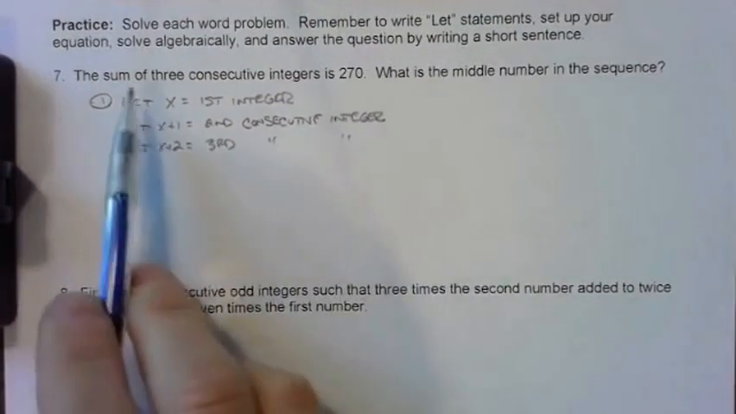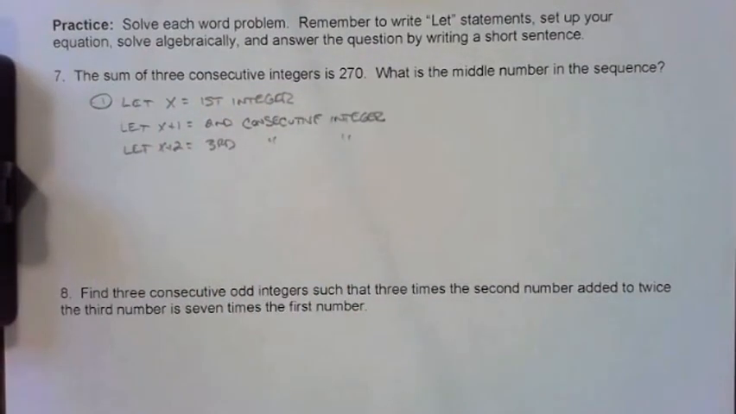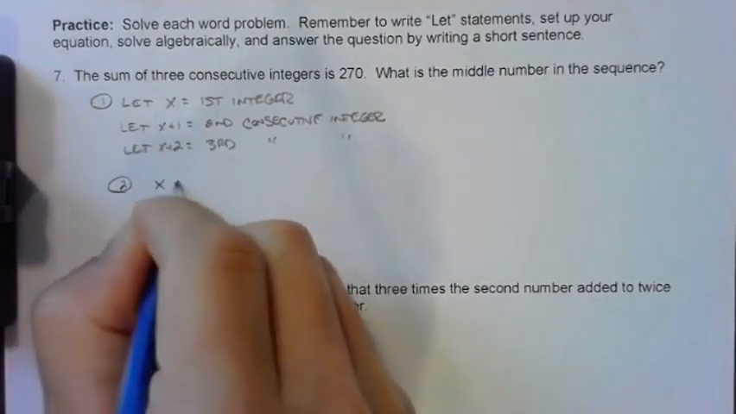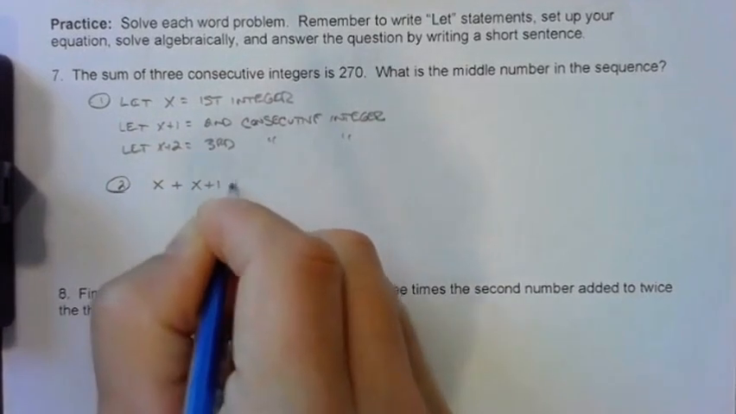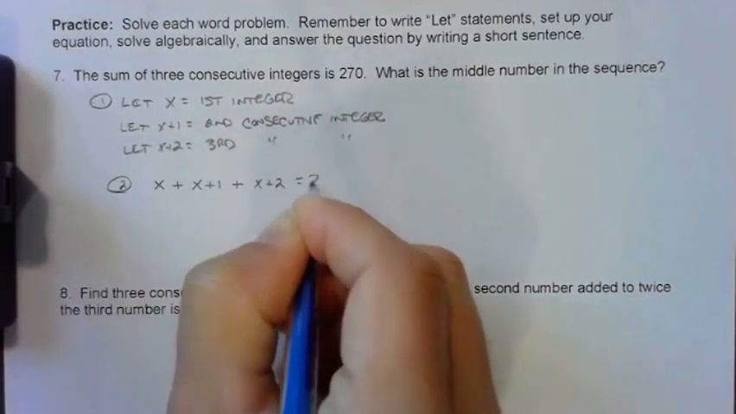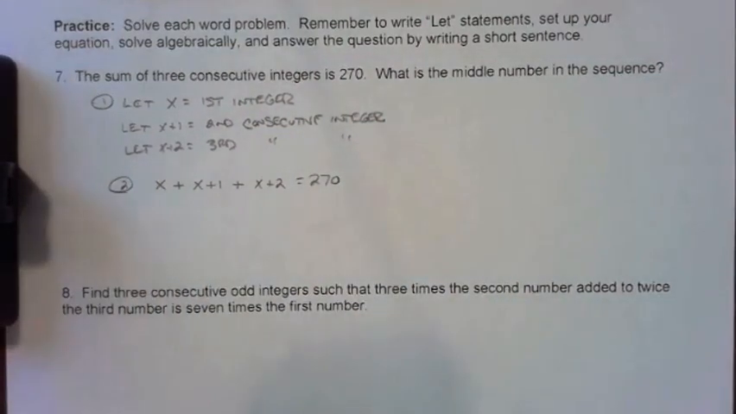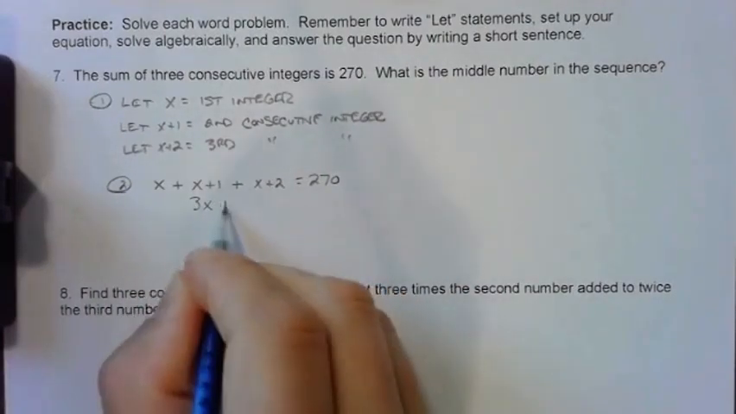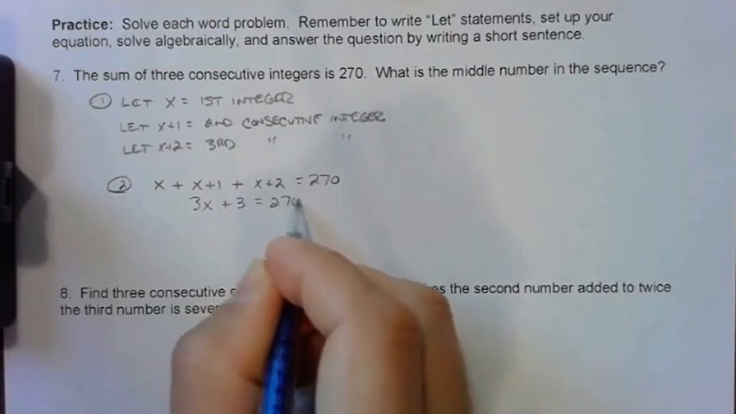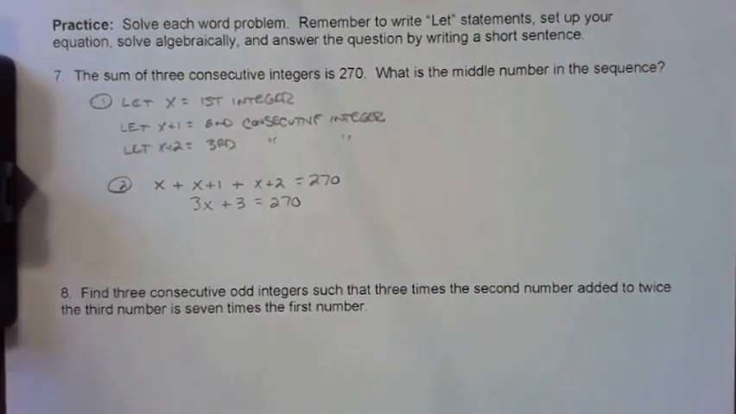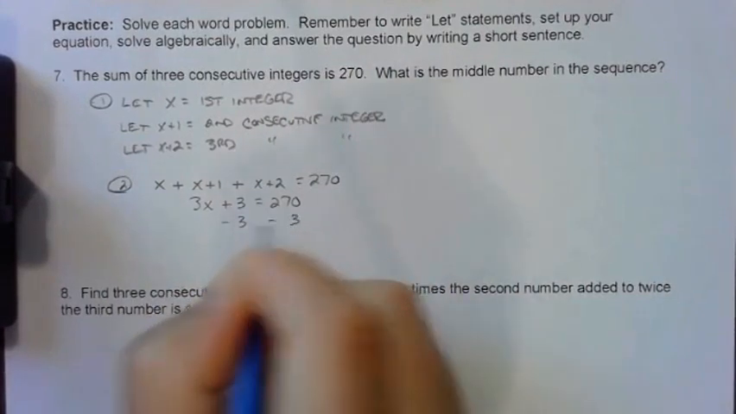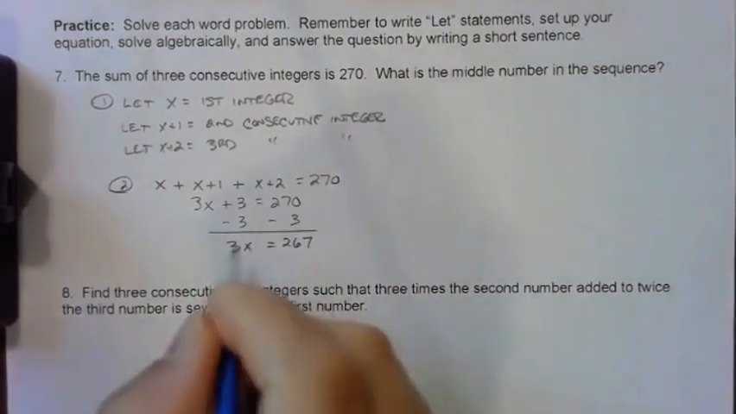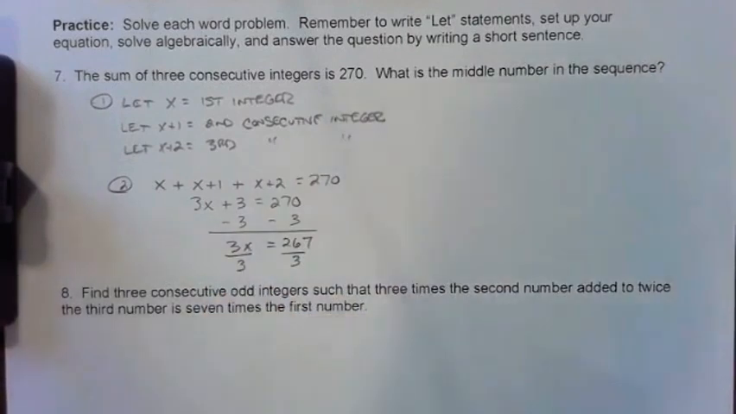All right, we're told that the sum of those 3 integers is 270. So when we set up our equation, we're just going to say the first, which is x, plus the second, which is x plus 1, plus the third, which is x plus 2. They all add up to 270. Looking at this now on the left, x and x is 3x, and 1 plus 2 is 3. So 3x plus 3 is 270. And then we're going to subtract 3 from each side, meaning that 3x is equal to 267. And then if you divide each side by 3, that will give you the value of x.